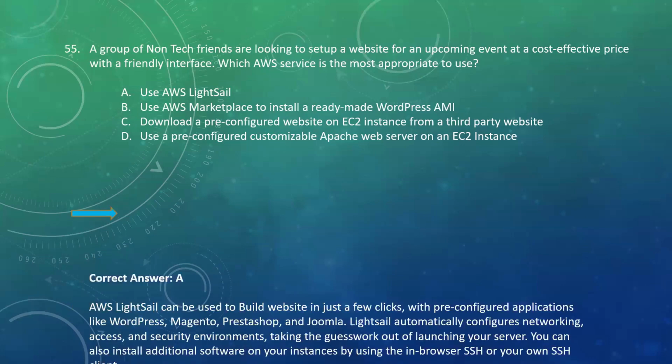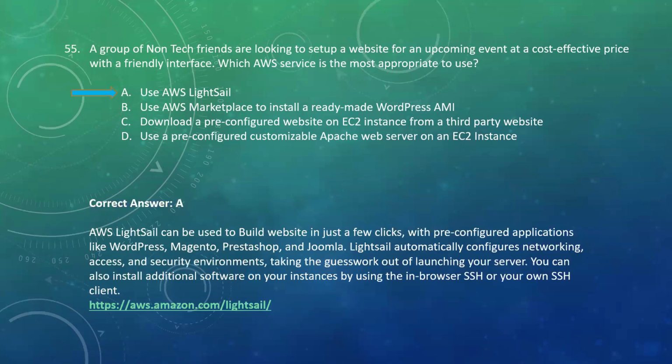So the correct answer is option A, use AWS Lightsail. AWS Lightsail can be used to build a website in just a few clicks with pre-configured applications like WordPress, Magento, PrestaShop, and Joomla. Lightsail automatically configures networking, access, and security environments, taking the guesswork out of launching your server. You can also install additional software on your instance by using the in-browser SSH or your own SSH client.